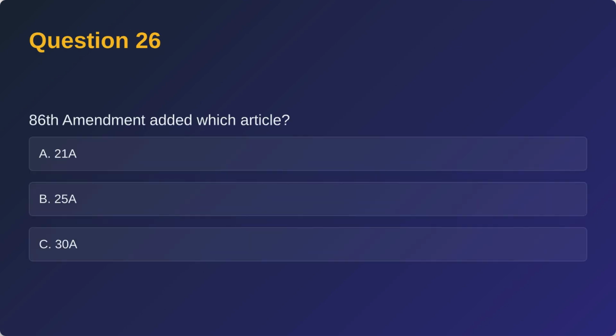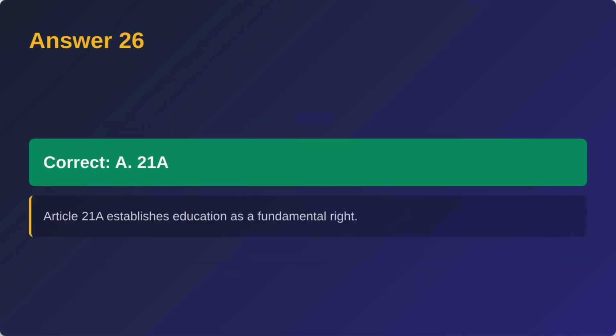Question 26. The 86th Amendment added which article? Answer 26. Article 21A. This article establishes education as a fundamental right for children.